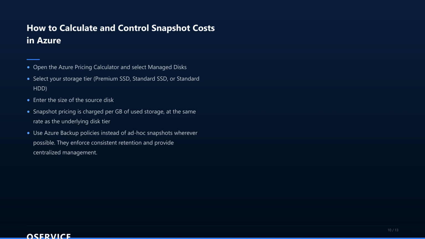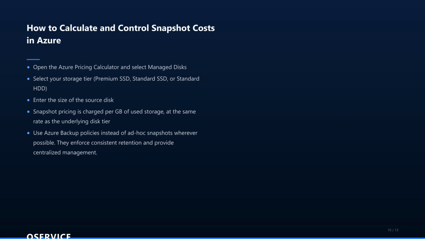Select your storage tier: Premium SSD, Standard SSD, or Standard HDD. Enter the size of the source disk. Snapshot pricing is charged per GB of used storage, at the same rate as the underlying disk tier. For example, a 1 TB premium SSD disk with 500 GB of used data generates a snapshot costing roughly 6 cents x 500 equals $30 per month. Keep 30 daily snapshots and that's $900 per month for a single disk.